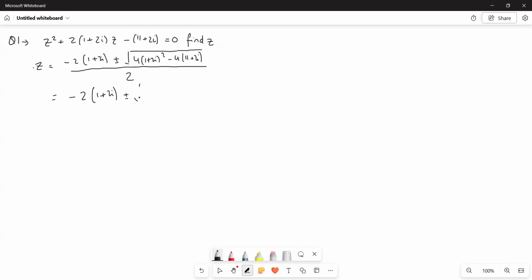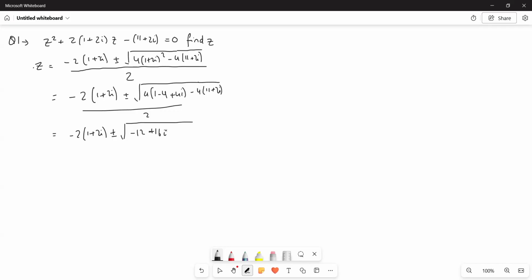Now we have to simplify its discriminant. So plus minus root over of this would be 4 into (1 minus 4 plus 4i) minus 4 times (11 plus 2i), by 2, which is minus twice of (1 plus 2i) plus minus root of... actually it was minus here, plus 44 and plus 8i, 4 divided by 2. So minus twice of (1 plus 2i) plus minus root over of, after simplifying, 44 minus 12 is 32 plus 24i.